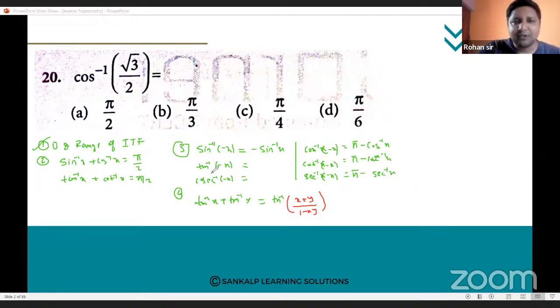These are the important properties you need to know. Based on these, there are chances of questions occurring. One more result is for 2 sine inverse x and cos inverse x. Based on these results you may get questions. Very important here is the domain and range, because the answer you get should belong to the range of the ITF, and only then will the answer be correct. So you need to know the domain and range of these functions.